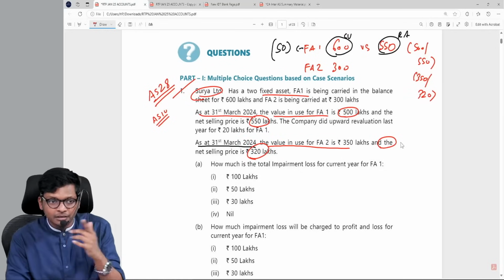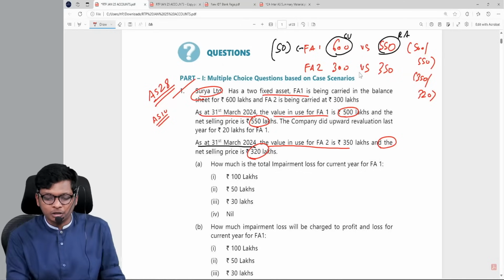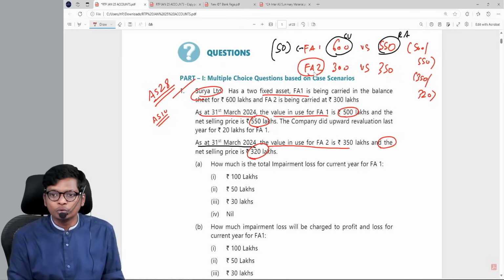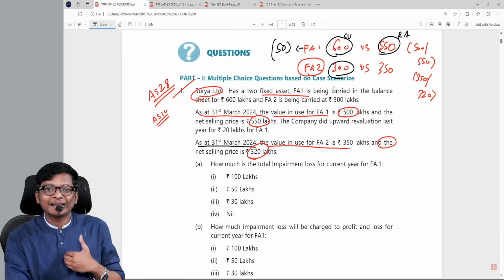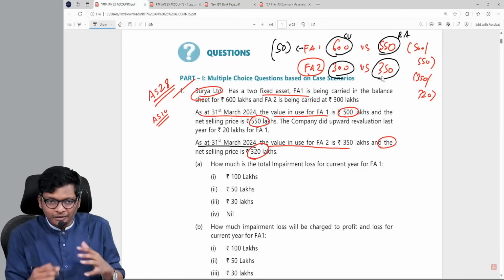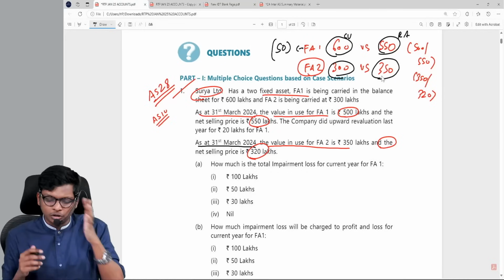Whichever is higher. Which is higher? 350. Here there is no impairment loss for fixed asset 2 because the book value of the asset is 300, but the recoverable amount is much higher. Nothing to write off. There is no impairment loss.